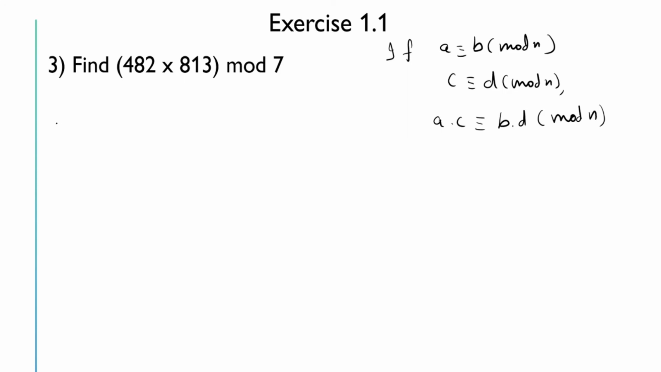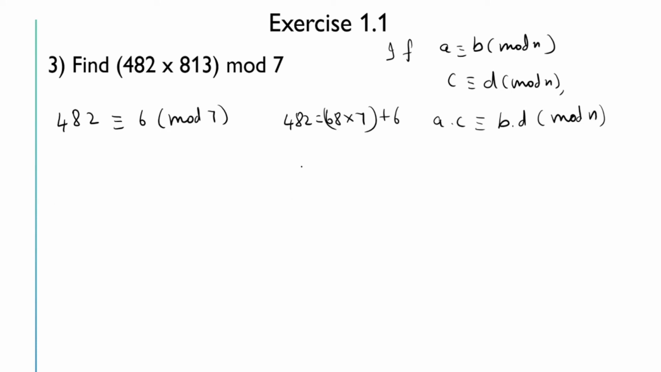So first let us take 482. I am writing it on the side. We can write 482 as 68 into 7 plus 6. So 482 is congruent to 6 mod 7. That is, when we divide 482 by 7, we will get the quotient as 68 and remainder as 6.